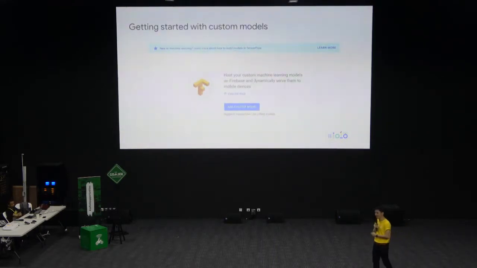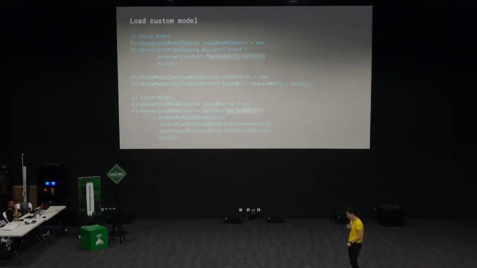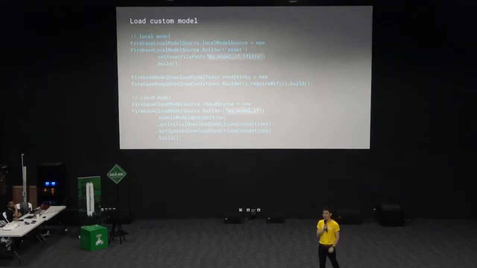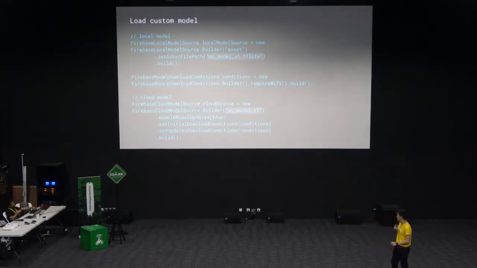And if you click the second tab in the Firebase console that I showed you before, you will see the custom model screen right here, and you can click on the blue button, add the custom model, and upload the TensorFlow Lite model to the Firebase server. And this is an example source code if you would like to use the custom model from TensorFlow Lite. You will see the first method here.